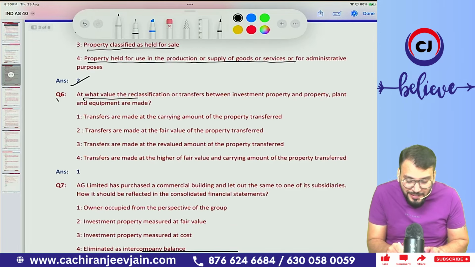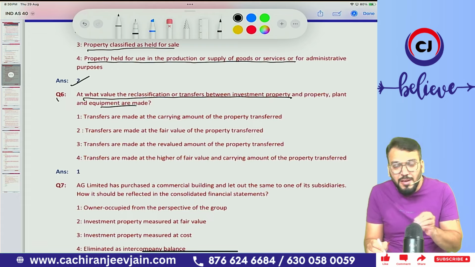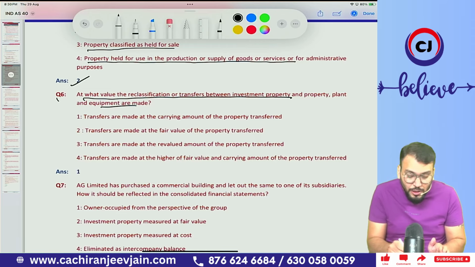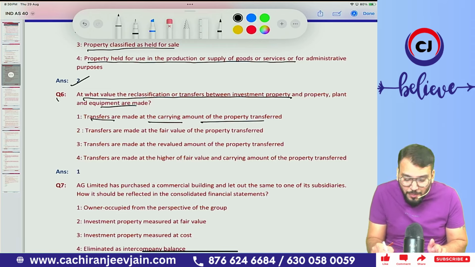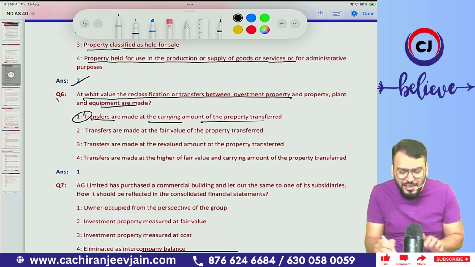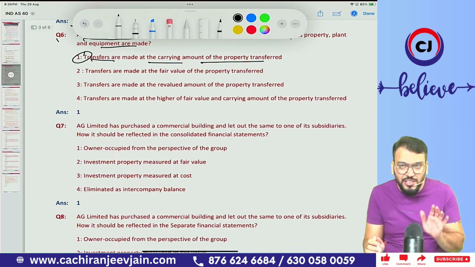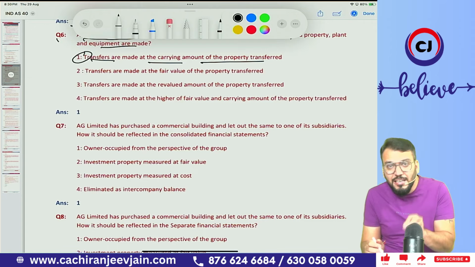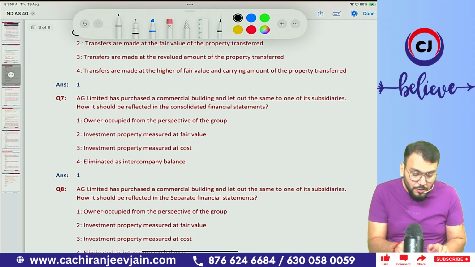Question number 6. At what value are the reclassification or transfers between investment property and PPE made? Transfers are made at carrying amount. Option number 1 is the only correct one. If you want, read the other options. So transfer will be done at carrying amount, not at fair value. Okay, sir.